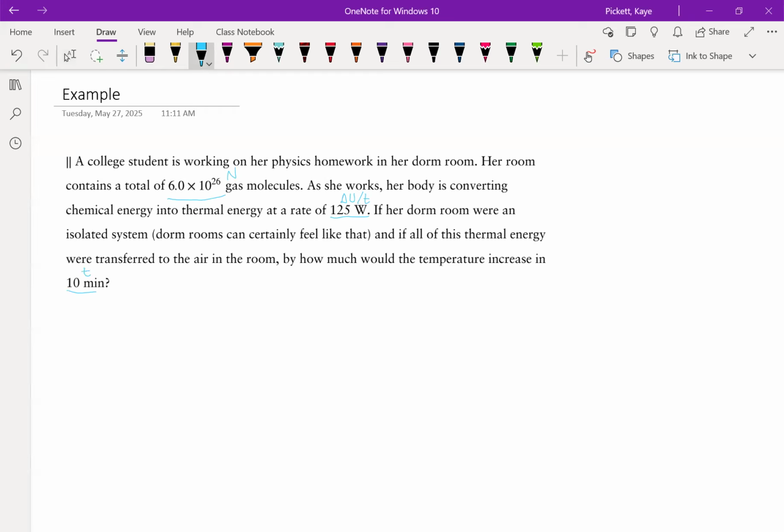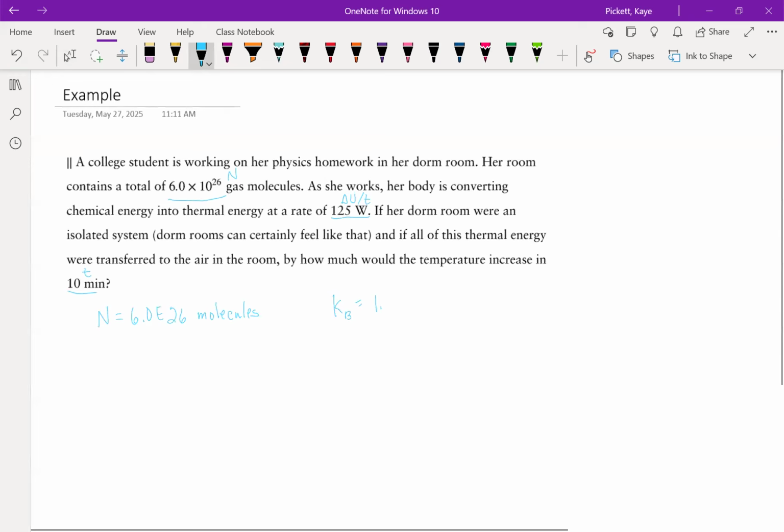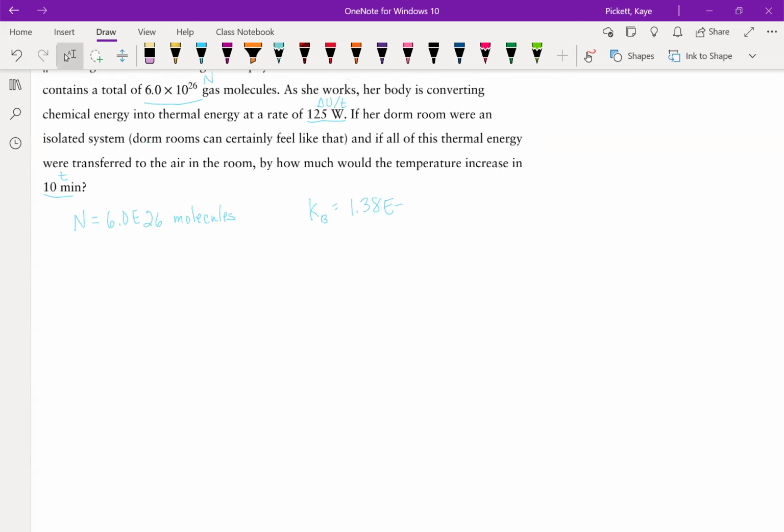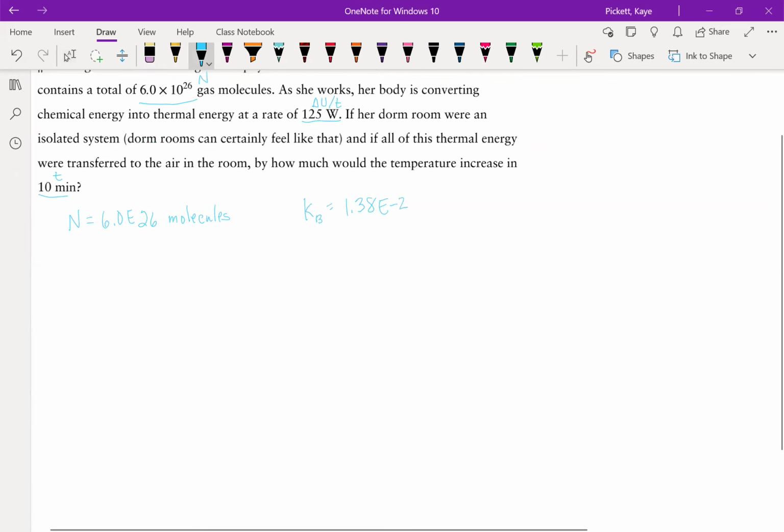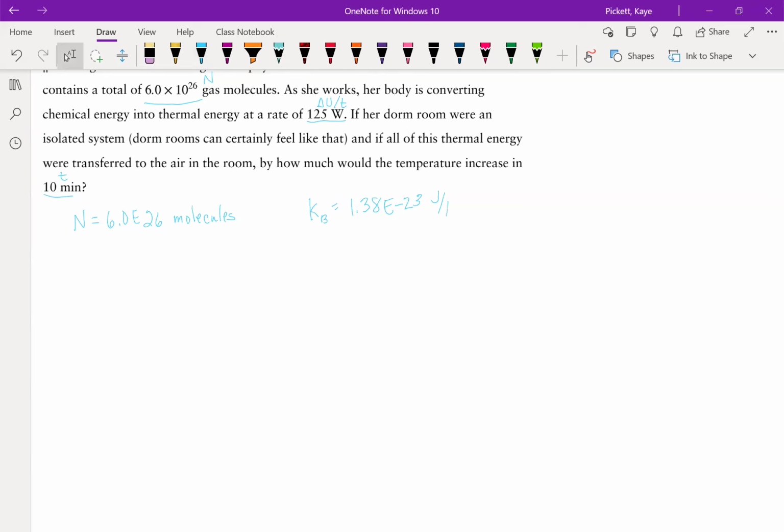So now we need to do a little bit of work. Our N is 6.0 times 10 to the 26th molecules. And since I'm dealing in molecules, chances are I'm going to be using the k value or the k_B, Boltzmann's constant, which is 1.38 times 10 to the minus 23 joules per Kelvin.